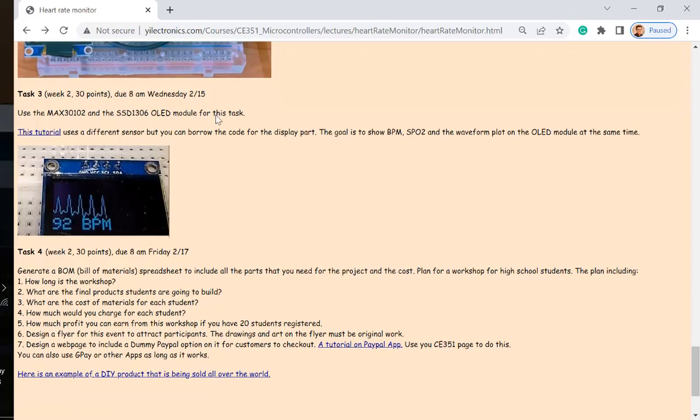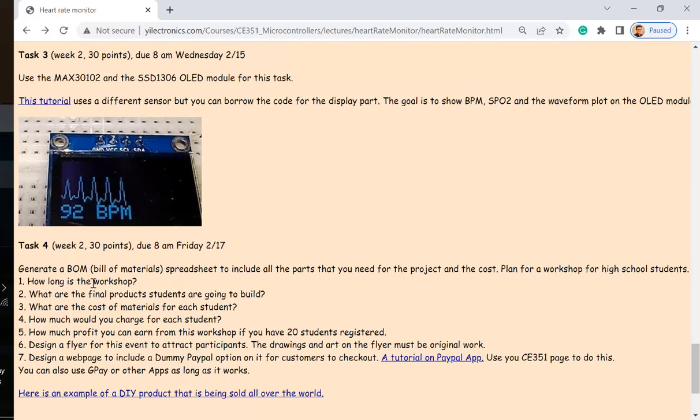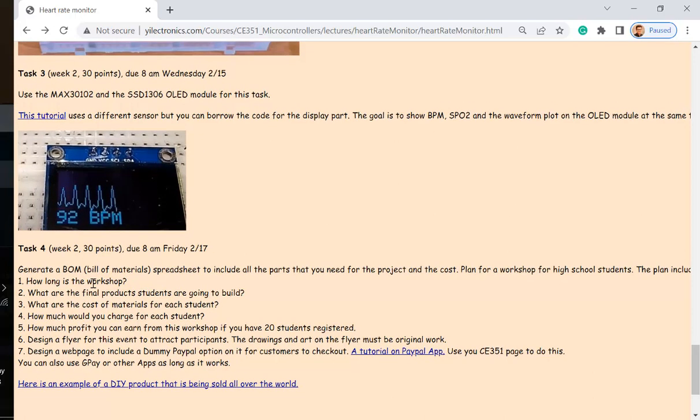And task three is due two weeks from now, on Wednesday. And two more days after that Wednesday, on Friday of that week, there's another task due. I'm going to explain this really quickly. This is required by the grant, by the project. Okay.